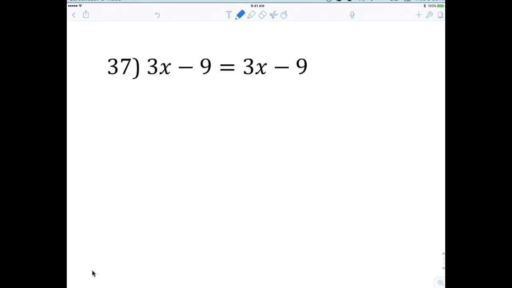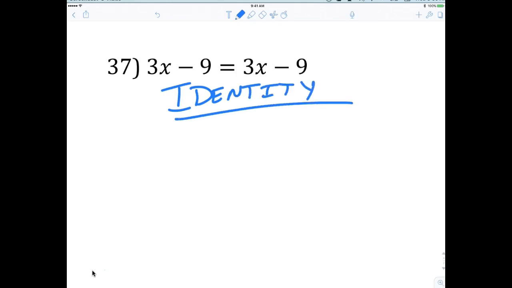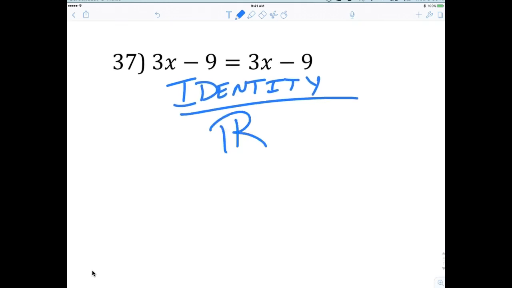Now, in this case, I just literally wanted you to look at that and say that's a what? It's an identity. And an identity means that it's always true. If it was 3x minus 9 equals 3x minus 8, it would be no solution. 3x minus 9 can't be equal to 3x minus 8. Whenever you see the same expression on both sides, it's called an identity. Any number that you plug in will work.